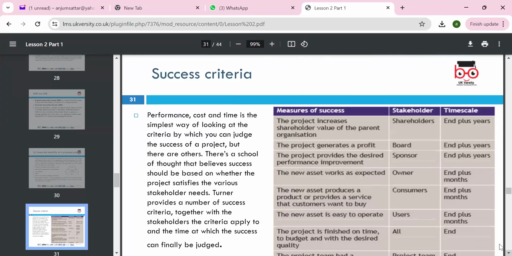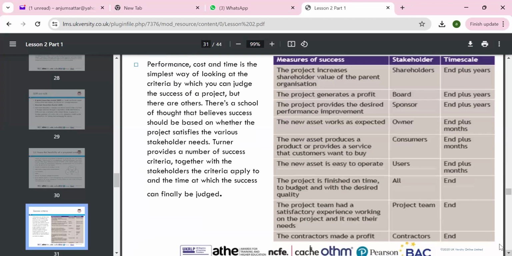Success criteria of the project: does it increase shareholder wealth or not? They look at value for money, and whether the project generates profit. If it doesn't over the years, then of course there is a sustainability issue. Who sponsored the project, and their benefit should be what they really want, and the new asset works as expected by the owner. We can look at the customer perspective, what they want to buy, and the user perspective: the new asset is easy to operate. We can look at the project finish time, within budget and within time.